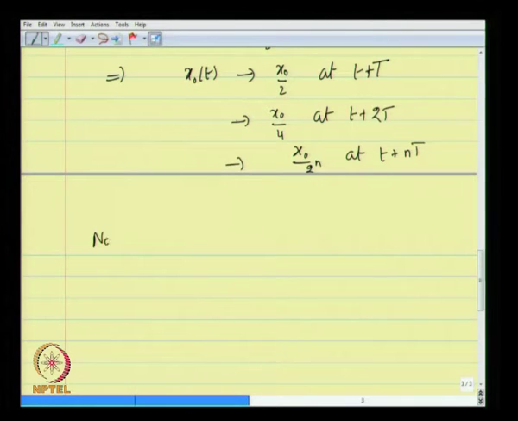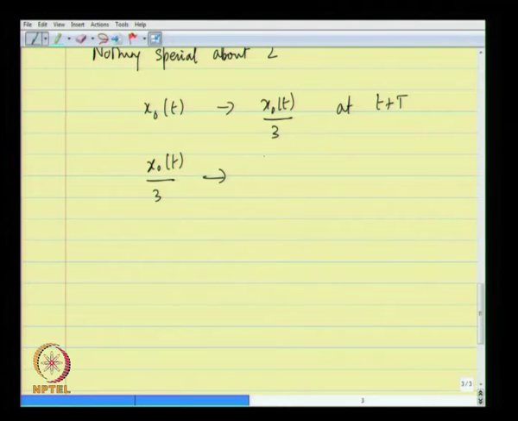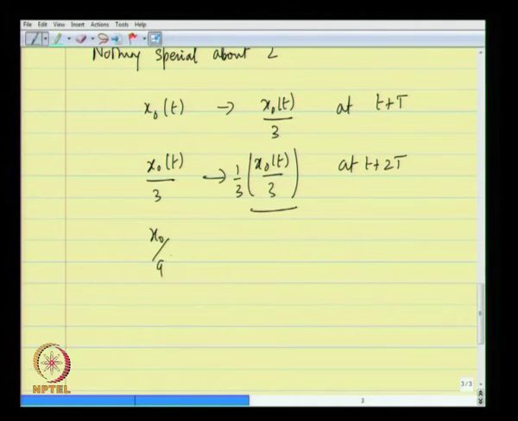There is nothing special about 2. Suppose you have x naught going over to x naught by 3 at t plus t, and x naught by 3 at that instant of time goes over to 1/3 of that value at t plus 2 t. This is x naught by 9, and so x naught by 9 goes over to x naught by 27, same fraction. Equal fractions decay in equal amounts of time is the phrase with which you are familiar with the exponential law. That is what this is.